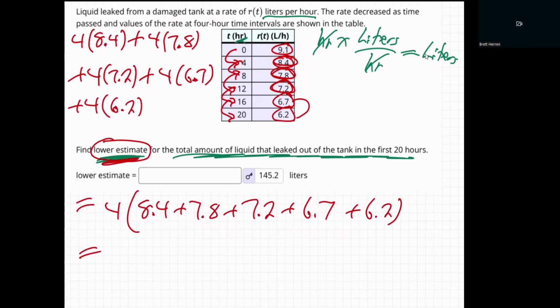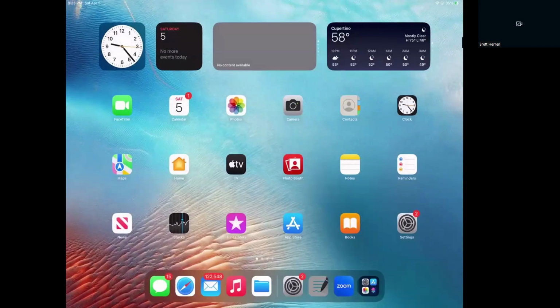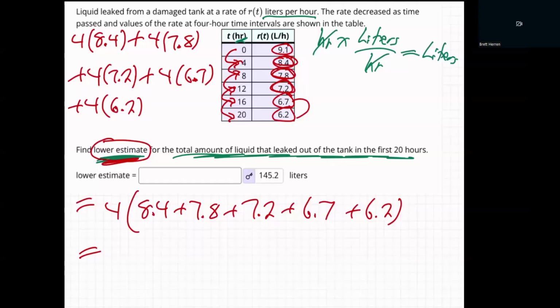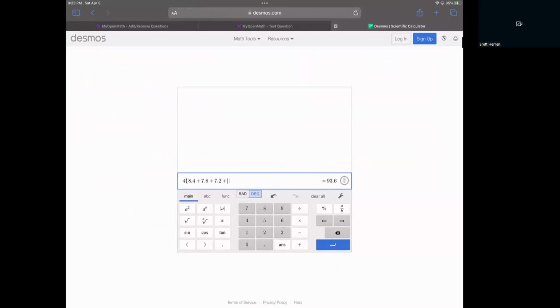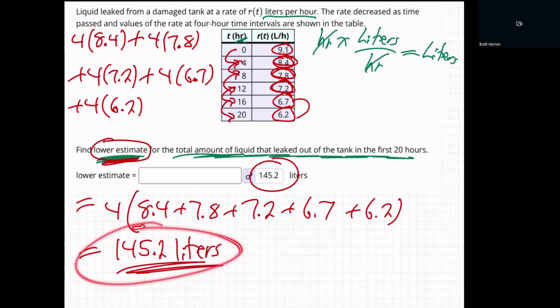Let's go to Desmos. So it's 8.4, 7.8, 8.4, 7.8, 8.4, 7.8, 8.4, 7.8, 7.2, 7.2, plus 6.2. 145.2. I think that's what we saw, right? Yeah, 145.2. There it is. 145.2 liters. That's how much. So that's an underestimate. That means they lost at least 145.2 liters, certainly more.